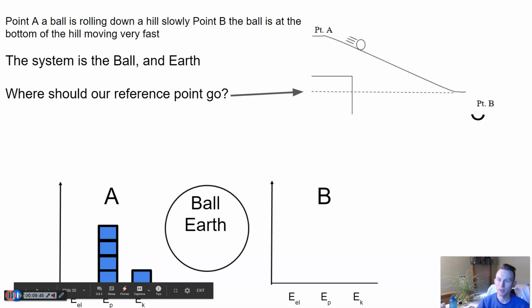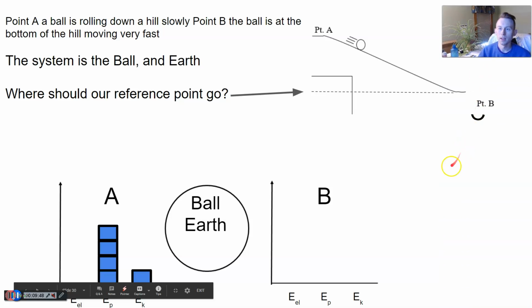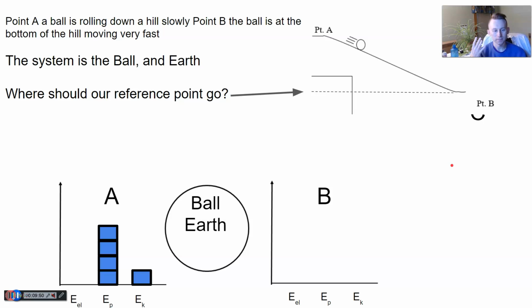Now, you'll notice that I did 4 bars of energy at the beginning. Let me move myself back up here. There we go. So I have 4 bars of energy at the beginning, and that's in the potential account, and then 1 bar of energy in the kinetic account.